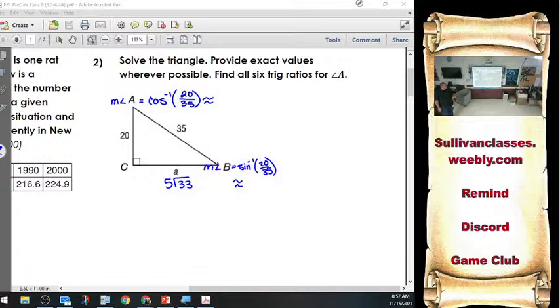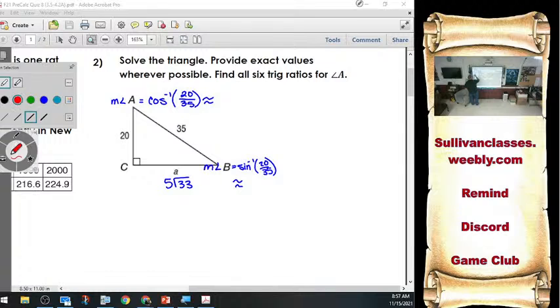If you want to write it in radians, fine, but you better write it in simplified terms of pi, radians. Most of us are going to probably want to just say approximately so many degrees, and I'll be okay with that. Then your 6 trig ratios.